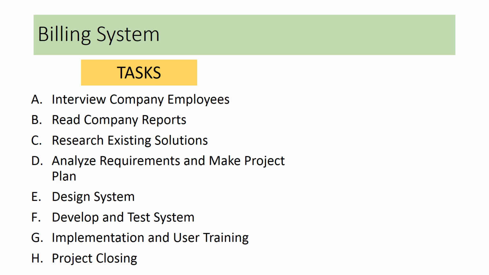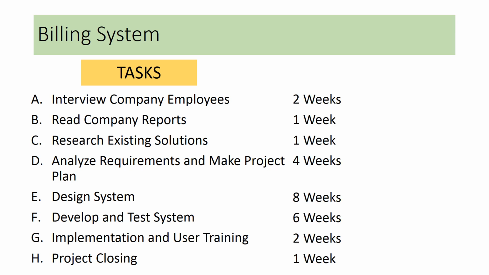Now, each task would take a certain amount of time to complete. For example, interviewing the company employees, we estimate it's going to take us 2 weeks. Reading company reports will take 1 week. Researching existing solutions would take 1 week. Analyzing requirements and making the project plan is a big task, so we estimate it to take about 4 weeks.